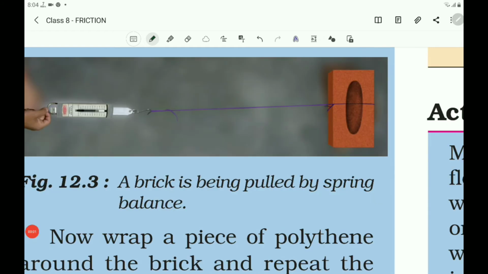And repeat this activity by wrapping a piece of jute bag. The third time, you wrap the piece of jute bag around the brick, and again you observe the reading in the spring balance, and again you can note the difference in the force applied. And in the three cases there is a different amount of force applied, which means in the three cases the frictional force is different.